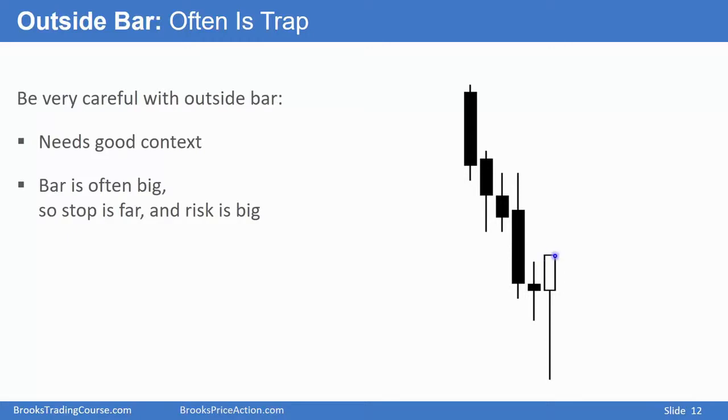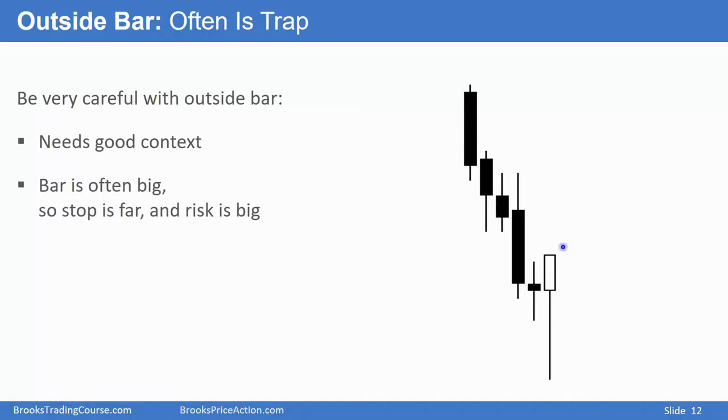If you just look at that bull bar, you say, I'm going to buy right above the high of that bar. Well, it's also the first pullback after 5 bear bars. This is not good context. Think about that as well. It's a big outside bar. So if you buy up here, your stop is here. That's far, so your risk is big. And because it's following 5 bear bars, the probability of a profitable long is low.